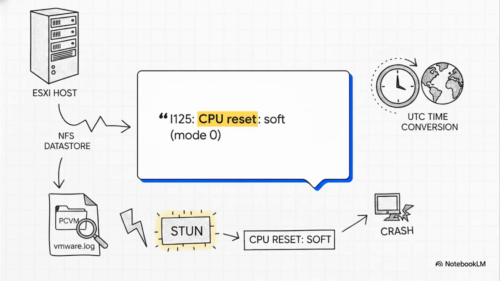To actually prove this happened on an ESXi host, you can't just rely on the Nutanix logs. You have to go directly to the NFS data store where the PCVM lives and check the vmware.log file. You're hunting for the word stun or this exact string right here. CPU reset, soft, mode 0. Find that, and you've found your culprit.